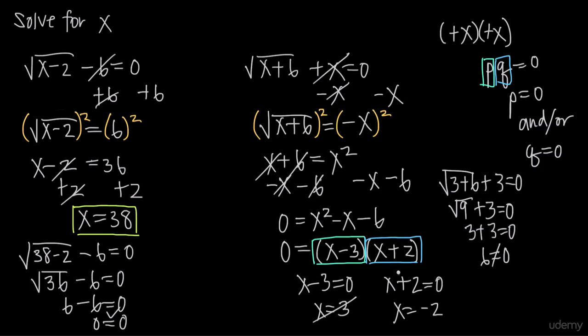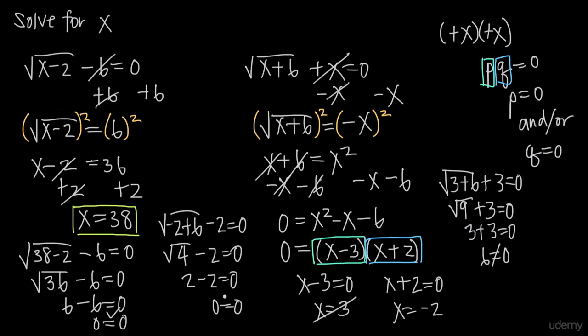Let's try x equals negative 2 here. We're going to get the square root of negative 2 plus 6, and then we get plus negative 2, or just minus 2, equals 0. Negative 2 plus 6 is the same as 6 minus 2, so that's 4. So the square root of 4 minus 2 equals 0. The square root of 4 is 2, so we get 2 minus 2 equals 0, or 0 equals 0. That does check out, which means that x equals negative 2 is in fact a real solution to our radical equation.